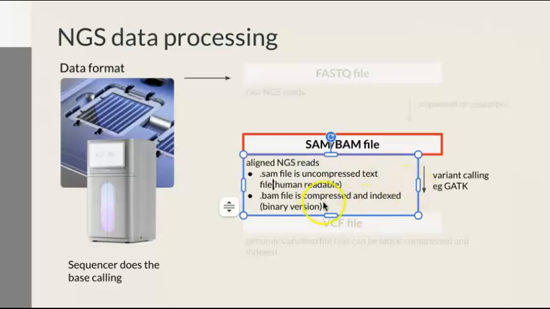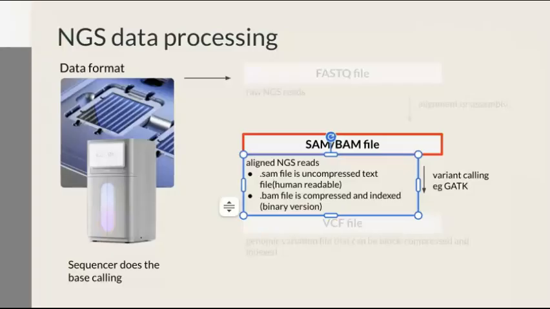And you want to convert to your BAM file. Your BAM file is compressed and is indexed, so it uses an index to be able to sort it. And it's also binary, so it's not human readable to us. We can't understand what it's trying to say.